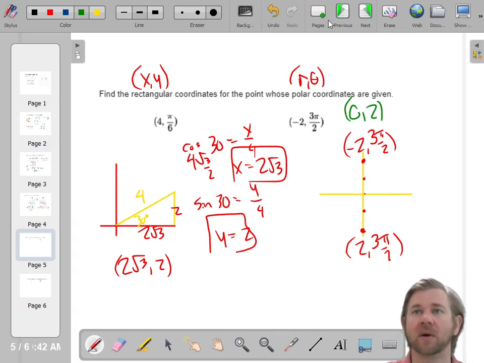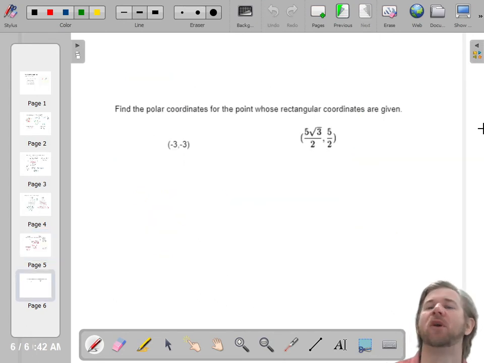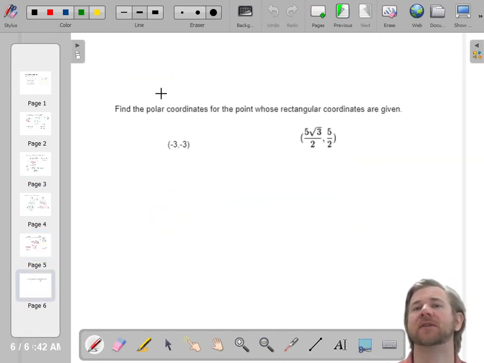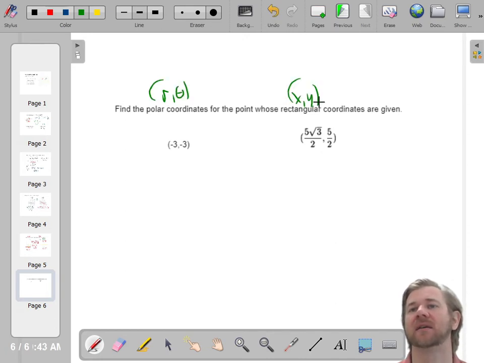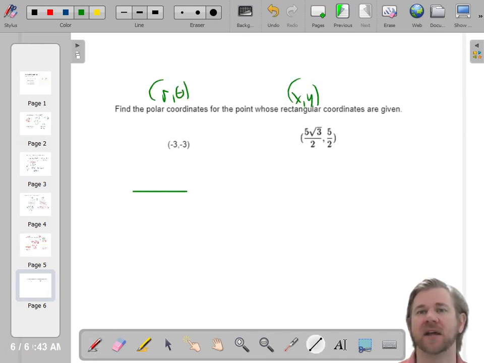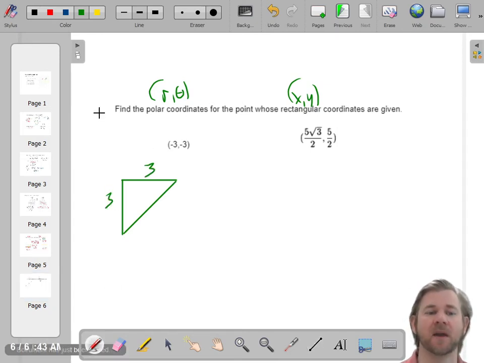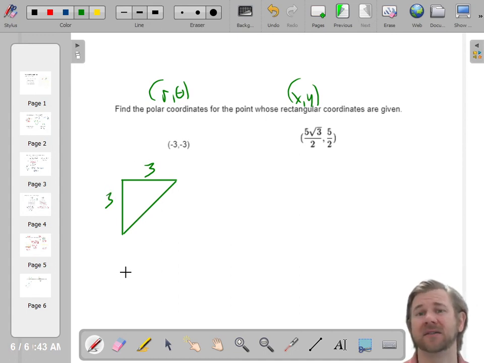Let's do one more type of problem where we go from rectangular to polar. So I want r theta, and I'm giving you x, y. So this is x, y. So left 3, down 3. It's like I'm drawing a vector. This is 3, and this is 3. When you do Pythagorean Theorem, 9 plus 9 is 18. So the square root of 18 is 3 radical 2. So we have the radius is 3 radical 2.